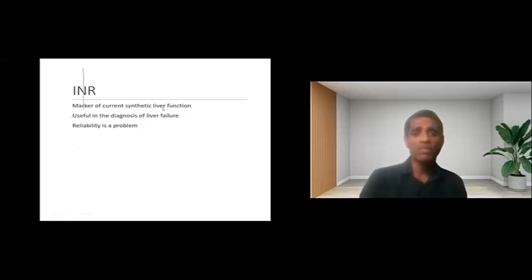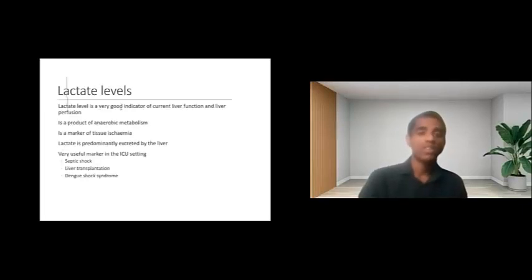So a few words about the INR. It's a marker of current synthetic liver function. If somebody asks what is the best test to assess synthetic liver function, I would say albumin, INR and bilirubin. But mainly the INR is a very good synthetic liver function test. It's useful in the diagnosis of liver failure, and reliability is a problem because some labs give different values.